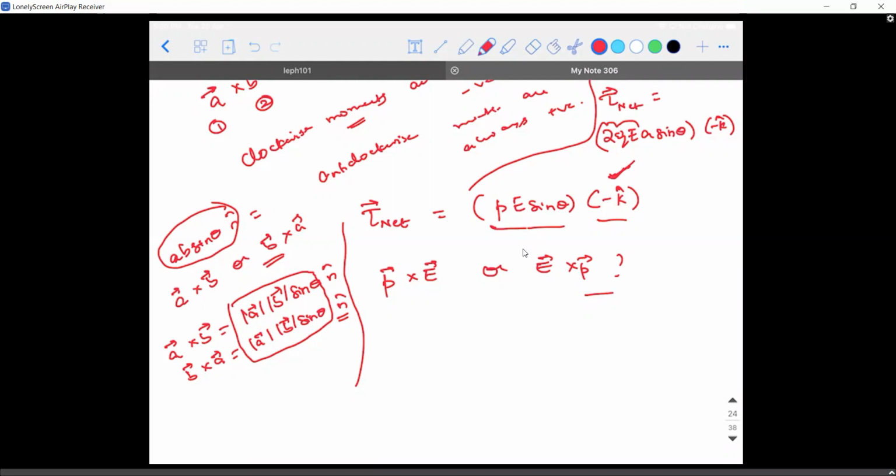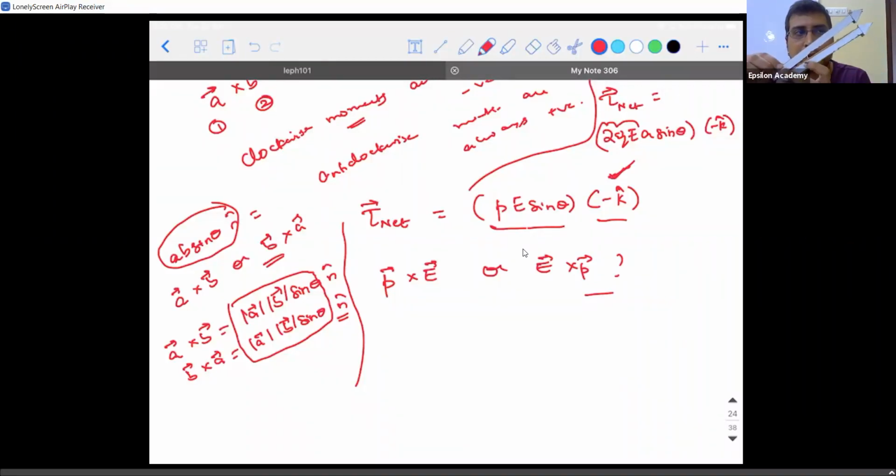So that is going to give you negative k cap. Whereas if you do E cross P, when you rotate the E vector to the P vector, you're rotating it in the anti-clockwise direction, which gives you a positive value. But what is the answer saying? The unit vector should be in the direction of minus k cap. So out of both the options, which one should I choose? I should choose P vector cross E vector.